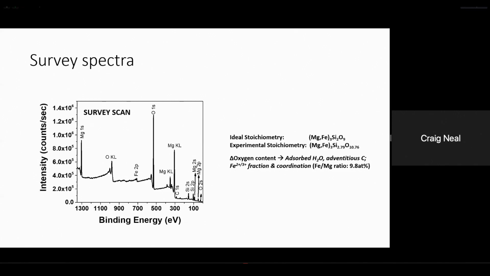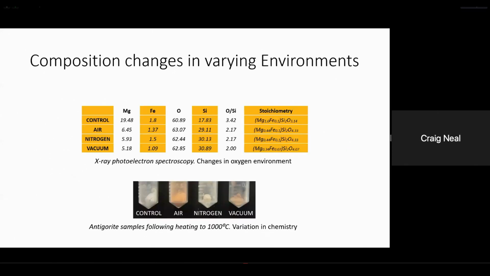So first here, this is a survey scan that just shows the entire range, the inclusion of all of the elements. And in comparing the stoichiometry of our material versus an idealized material, we see it's comparable stoichiometry. So any changes that we find experimentally, we can relate to the process.